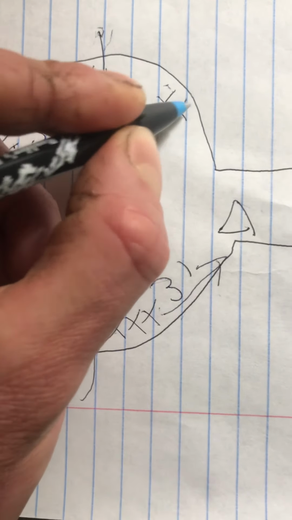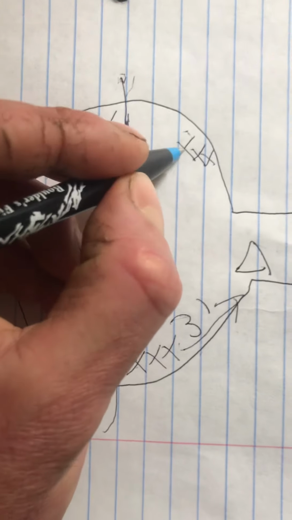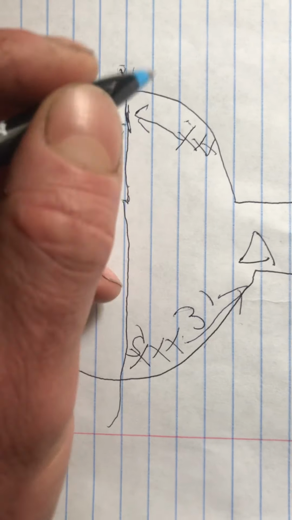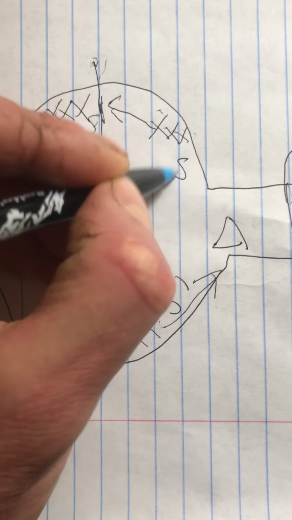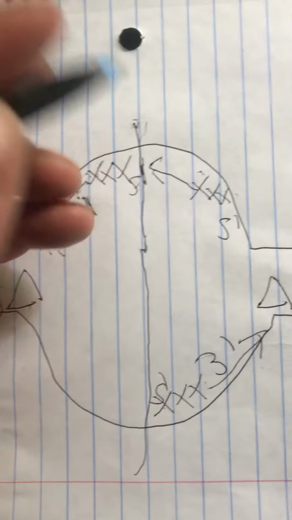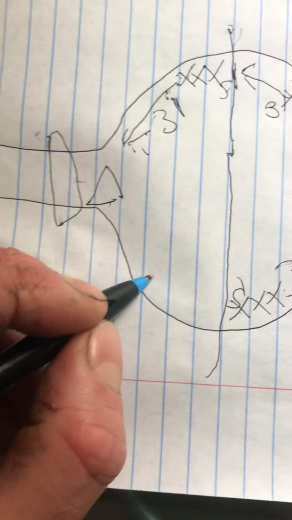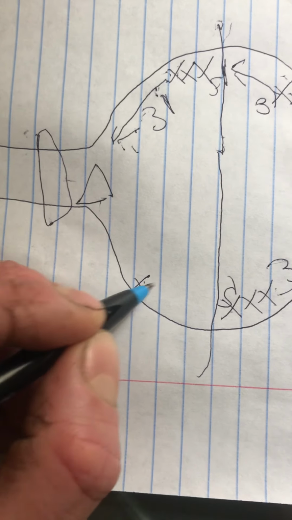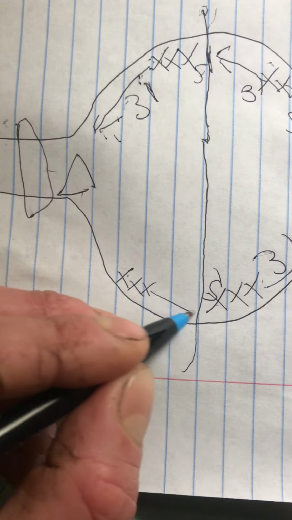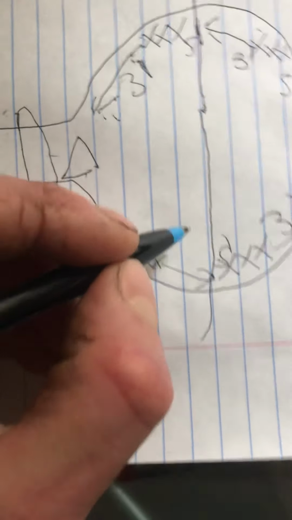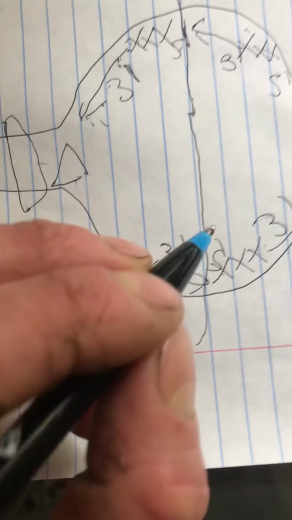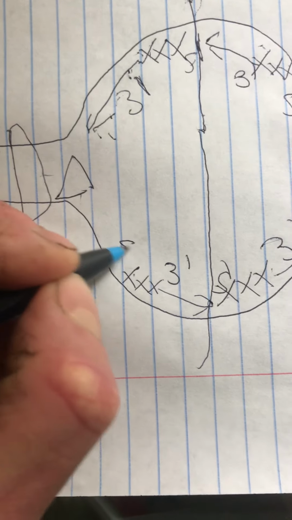Primers, nucleotides added by DNA polymerase 3 from the 5 end to the 3 end. And on the other side, primers, nucleotides added, 3 end, 5 end.